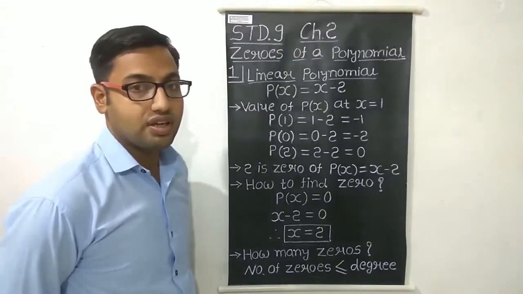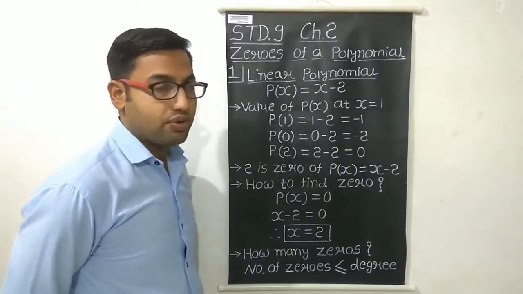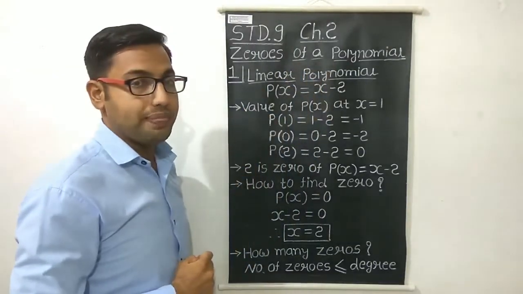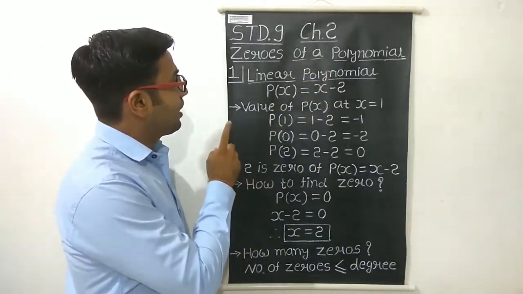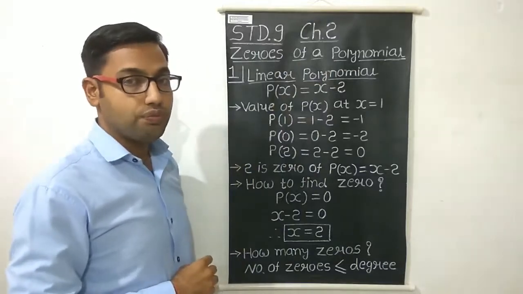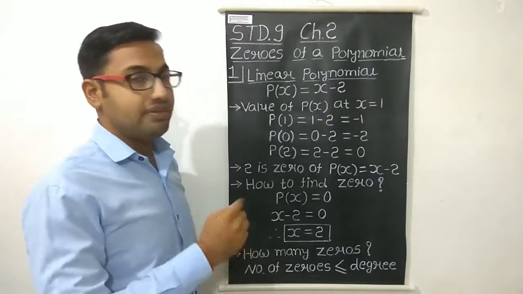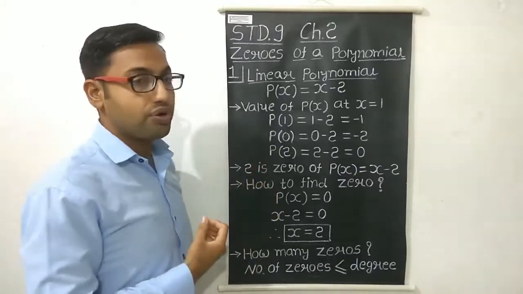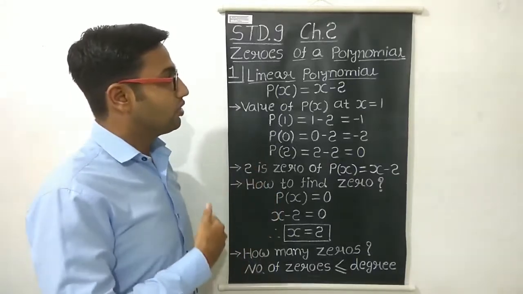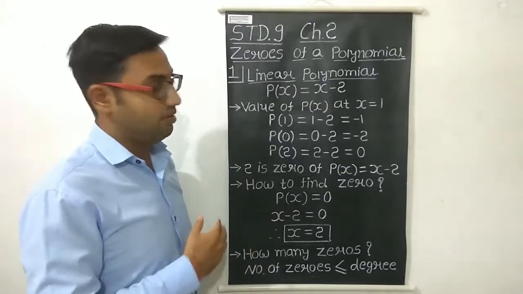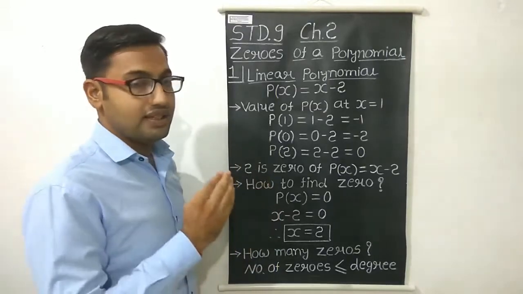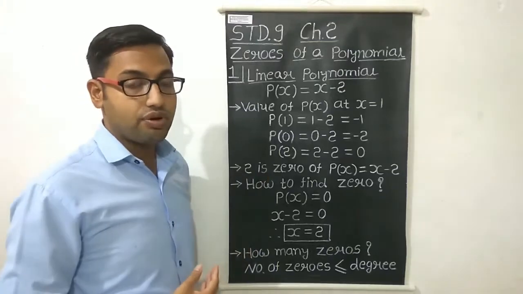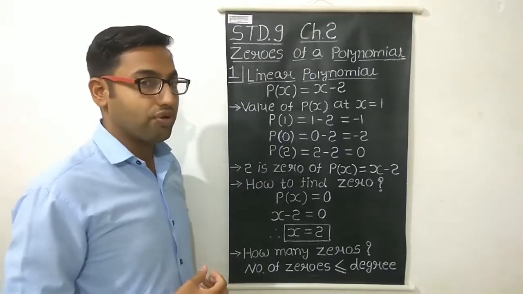Hello students, today we will study about the zeros of a polynomial. This is the topic of standard 9, chapter number 2, polynomials. In previous class, we have studied the introduction to polynomials. Based on the degree of polynomial, we classify the polynomials in three parts. One is linear polynomial, second one is quadratic polynomial, and third one is cubic polynomial.